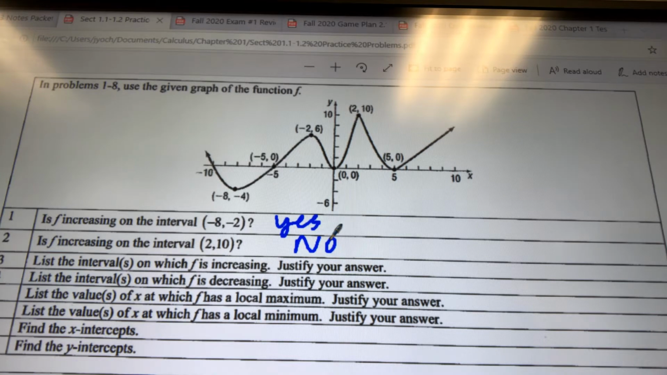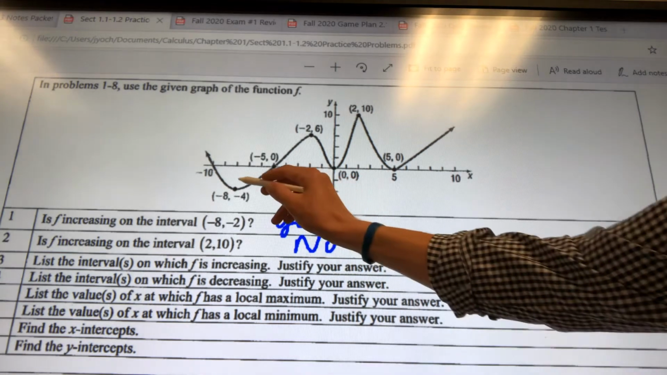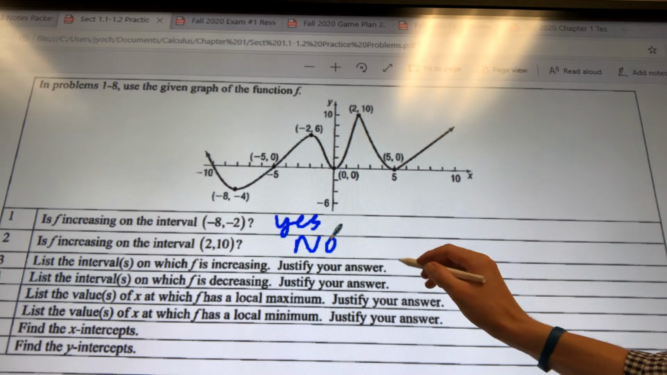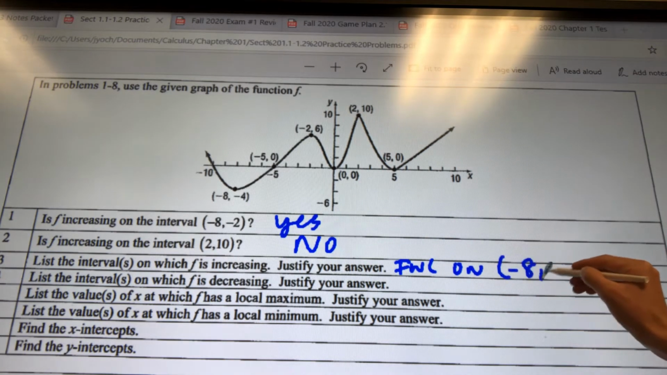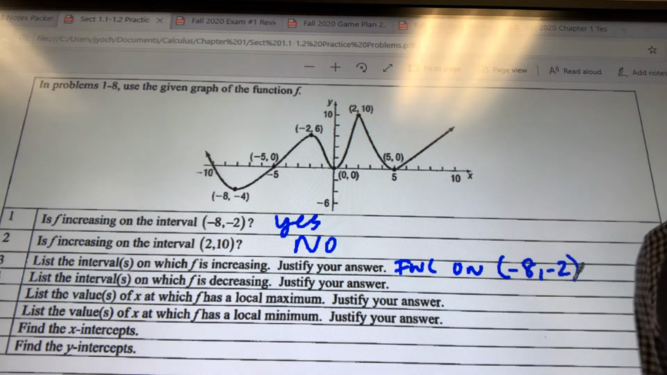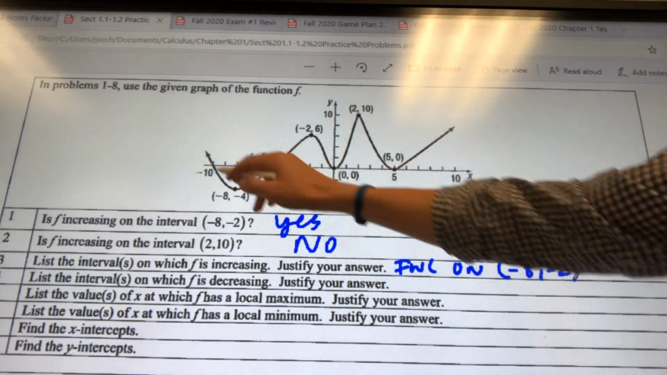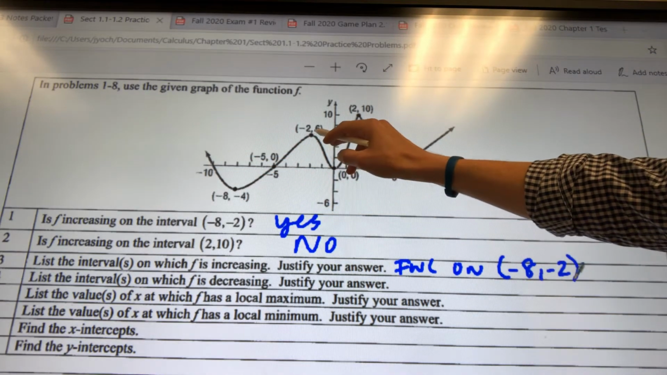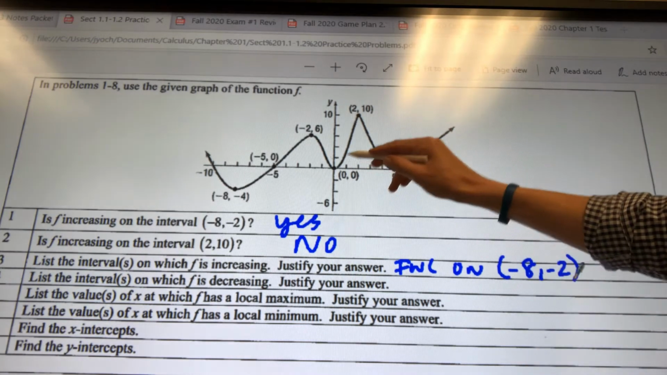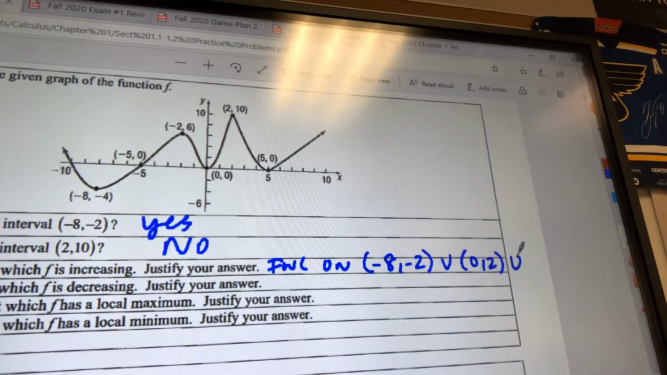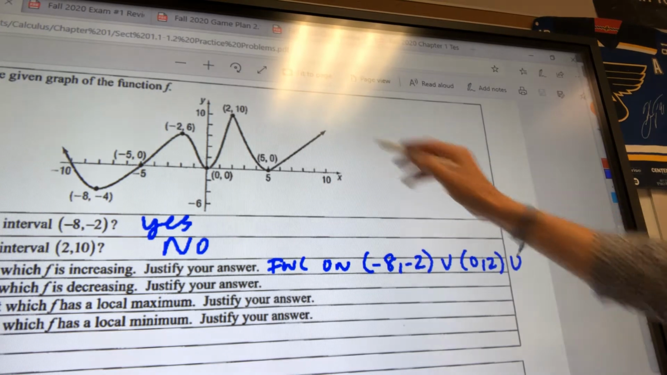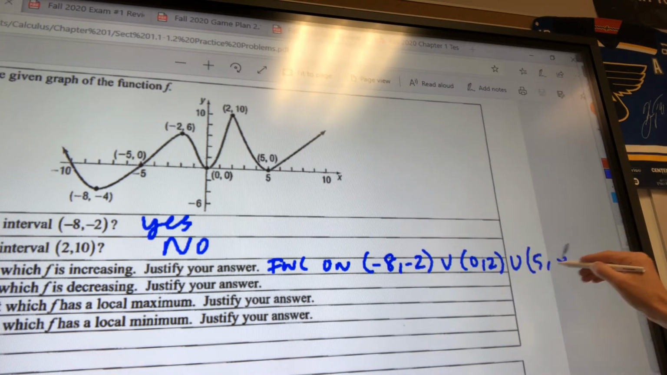List the intervals on which f is increasing. So from -8 to -2, it's increasing. So you're going to write increasing on (-8, -2). We always use parentheses here because, technically at -8 and -2, it's transitioning from decreasing to increasing and increasing to decreasing. And then from 0 to 2, union (0, 2). And then, can you see this over here? Then from 5 to infinity. It's increasing on those intervals.